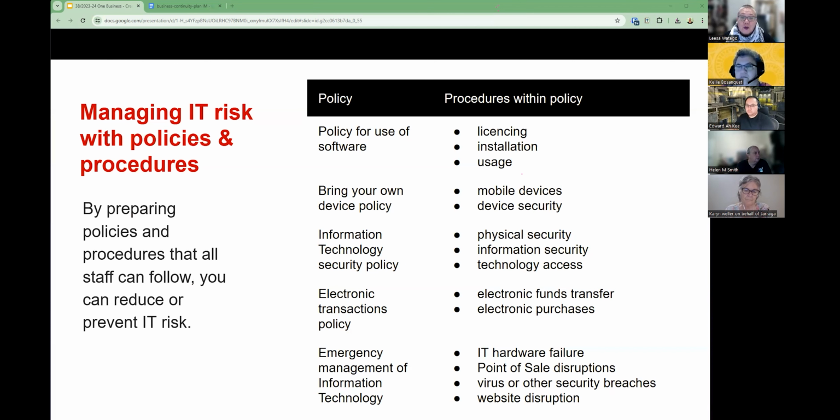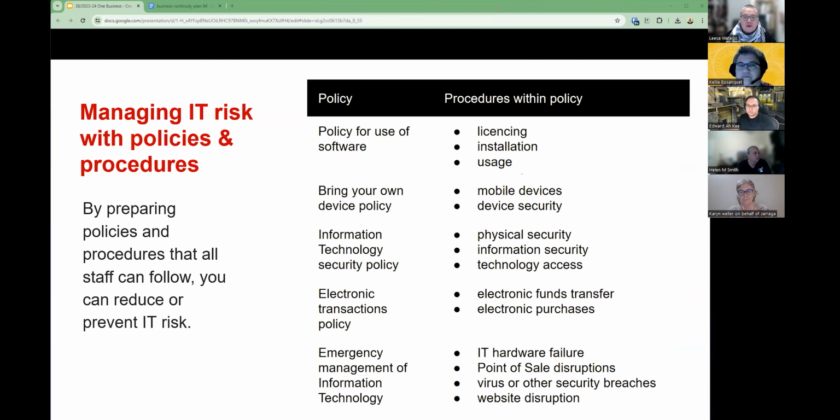Bring your own device policy. I don't think we have that written down anywhere. I don't think it's ever been communicated with anybody, but we should have a policy around that. Information technology security policy, electronic transactions policy. That probably doesn't matter too much because at the moment pretty much Eddie and I do the electronic transactions. I think Helen does a little bit.